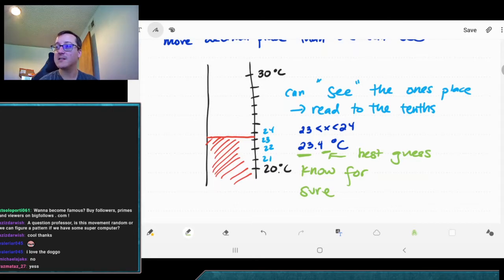All right, would it make sense to say 23.35? No. We have no evidence to say it's greater or less than 23.4. We don't know where 23.4 is exactly. So we can't say it's less than 23.4 and just a little bit less. It doesn't make sense to do that. So it's always one more decimal place than you have explicit information.